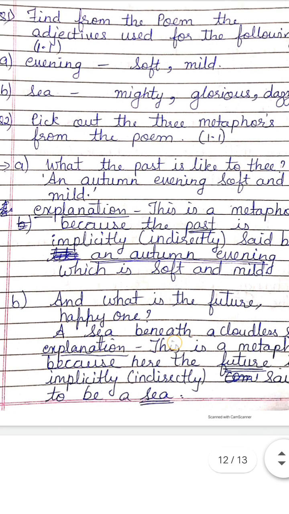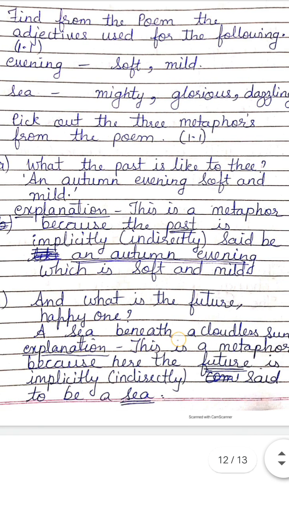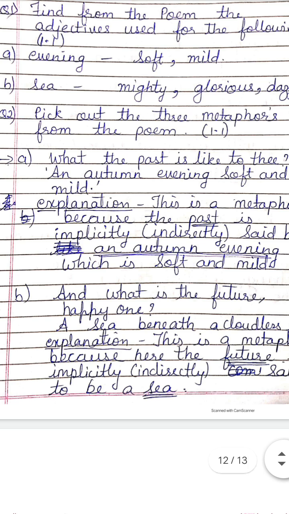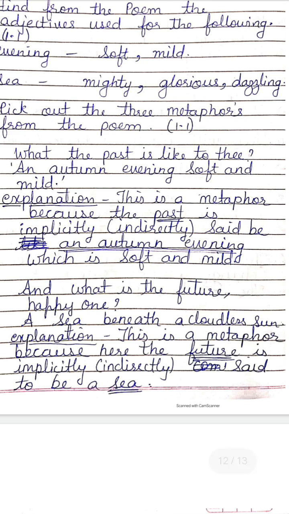Okay. Now pick out three metaphors from the poem. There are three metaphors in this poem. I have given only two metaphors over here. The third one you can do on your own. So the first metaphor is, what the past is like to thee, an autumn evening soft and mild. So these two lines are metaphors.